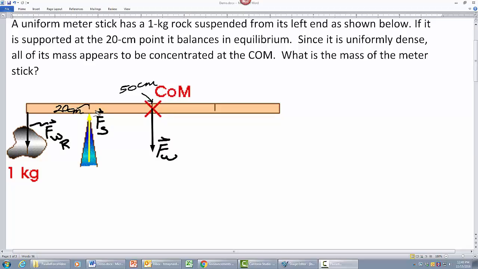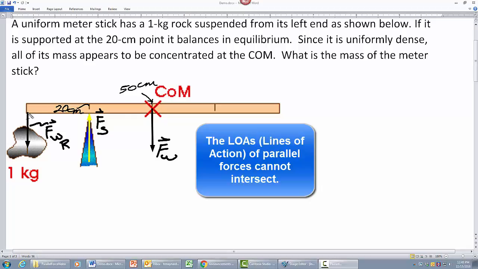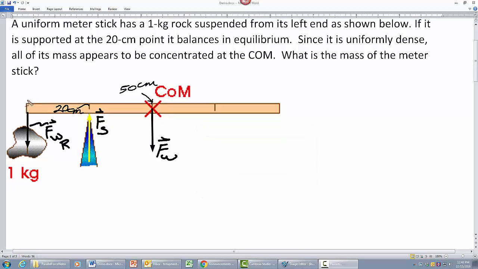Let's look at the force diagram. These are parallel forces, therefore they cannot be concurrent. They cannot intersect at all. Therefore, we cannot assume a point of concurrency and collapse the meter stick to a point at that point of concurrency. Therefore, we look at the forces on the meter stick and we keep the entire meter stick in our force diagram. There are two downward forces.